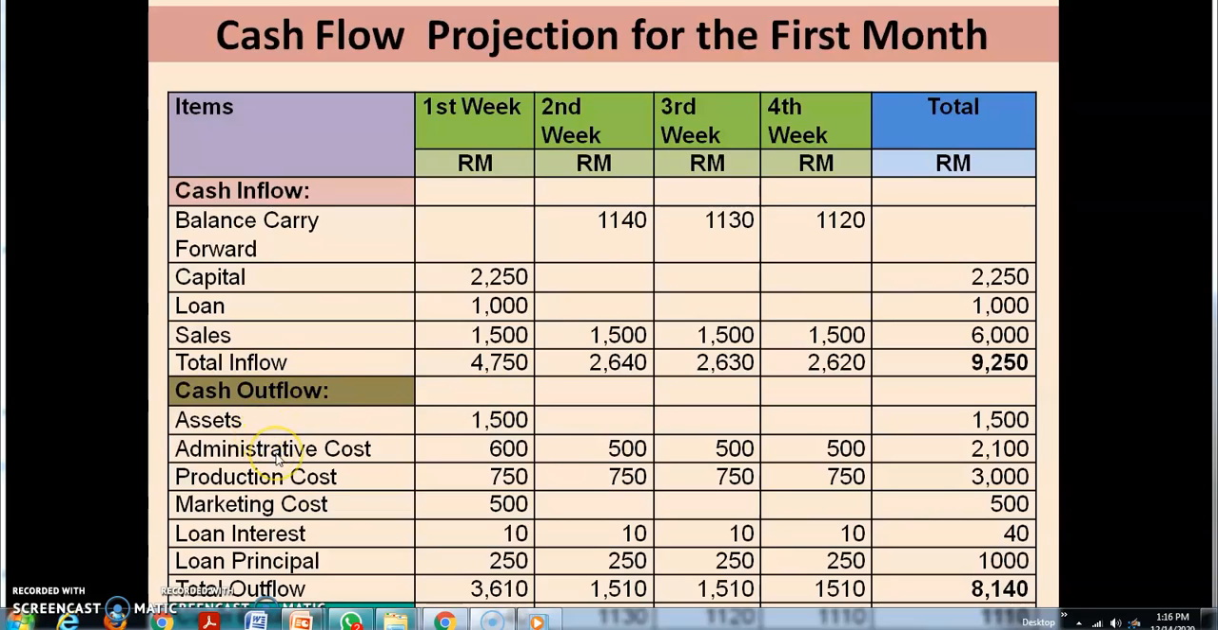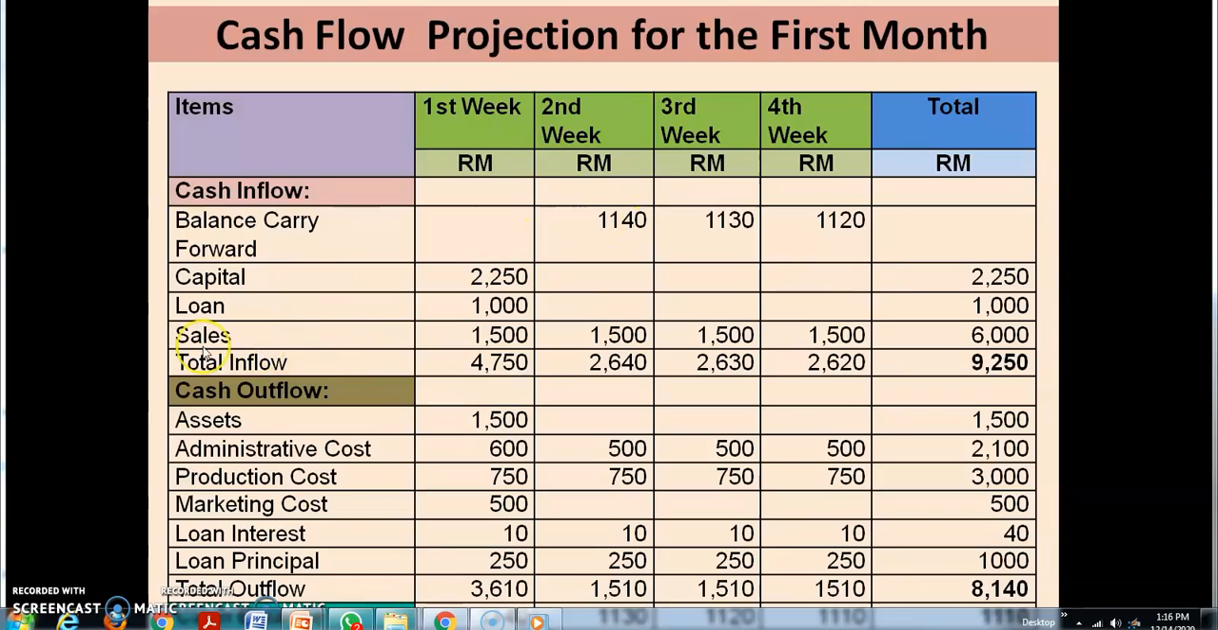The cash outflow consists of assets, administrative cost, production cost, marketing cost, loan interest, loan principal, and the total outflow will be the sum of all these operating costs. So you have total outflow 3610, and this amount must be deducted. Total inflow deducted by 3610, you will get cash balance for the first week 1140, and this cash balance will be carried forward to the next second week. Okay, 1140 must be carried forward to the second week.